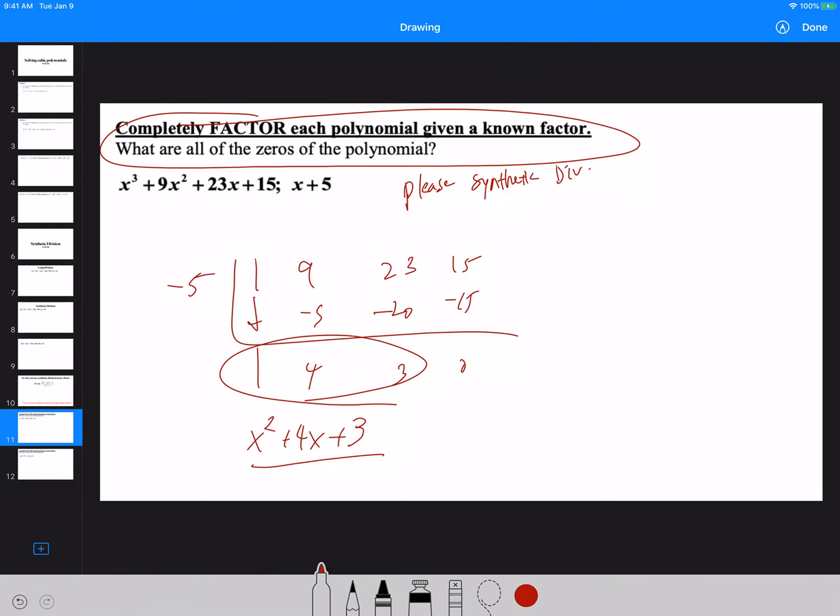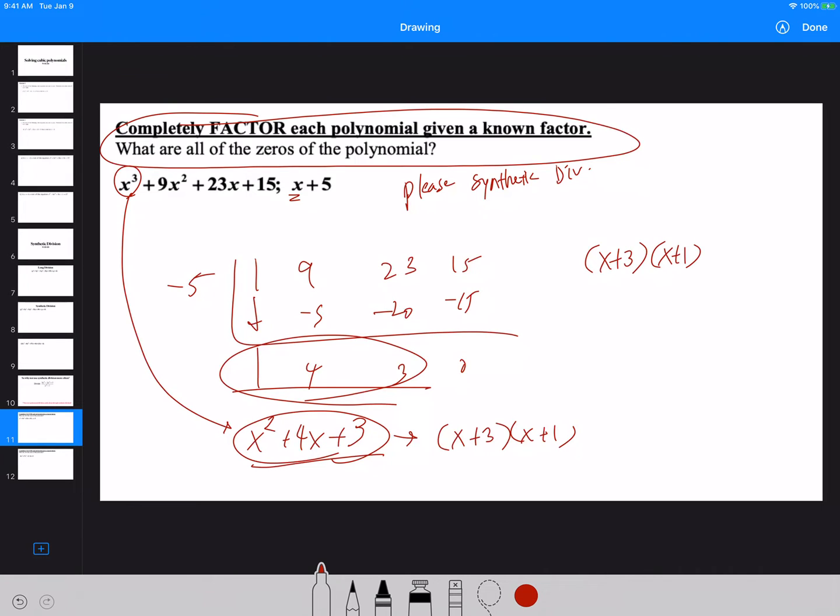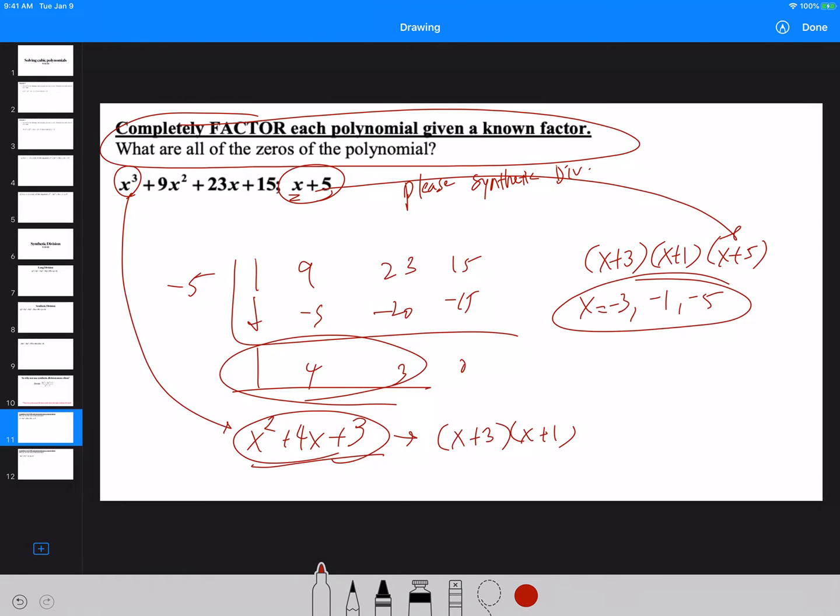Okay, so how in the world is this x squared plus 4x plus 3? That's because I have an x cubed function dividing by x. So the quotient has one degree less than whatever you're dividing. Then this is factorable: x plus 3 times x plus 1. So the complete factorization would be x plus 3 times x plus 1 with the first divisor that we have. So my solution would be -3, -1, and -5.